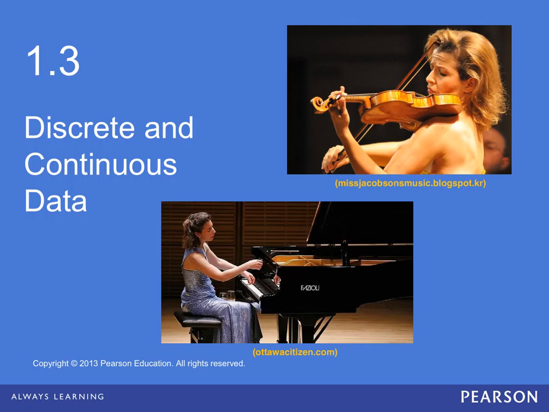In this section, we are going to consider the types of data. One of them is the discrete data, and the other one is continuous data. In this picture, a violin is the kind of instrument that can create continuous music. On the other hand, if you look at a piano, the music that it can create is discrete. So just like the violin and piano, data has two types, the discrete type and the continuous type.